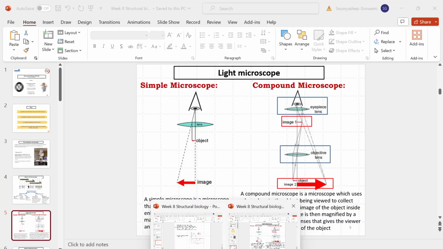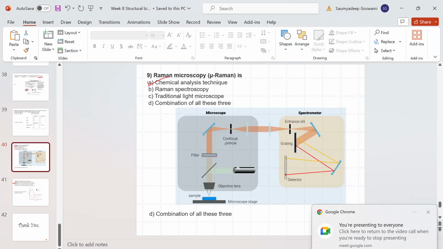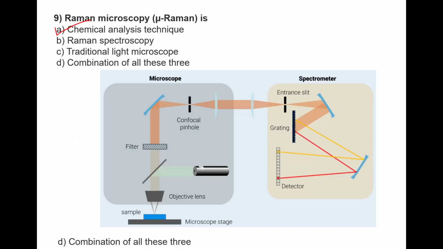Ninth question of your week 7 assignment. This one, right? Raman microscopy. Okay, sorry, you pointed out correctly. Sorry for that. I didn't see the other options.